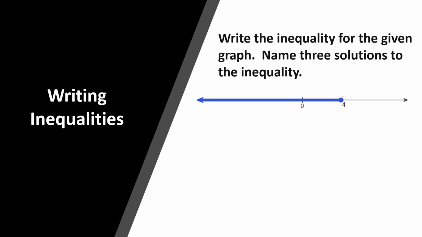So we can see that this is a closed circle, so that means it can equal 4. These are numbers that are less than 4. So we can say x is less than, but it can also equal 4. So there's our inequality. And if we were to name 3 solutions, well, there's an infinite number of solutions. All we need to do is name 3.